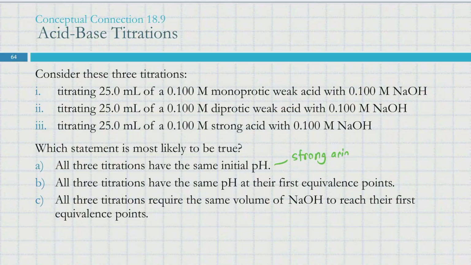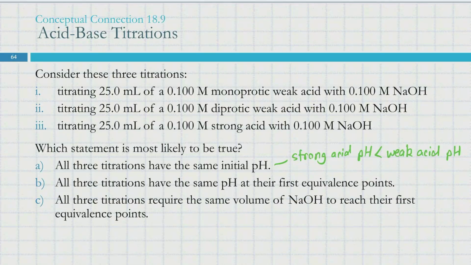So strong acid pH is lower than weak acid pH, since the weak acid doesn't completely dissociate. So it's not A for those reasons.